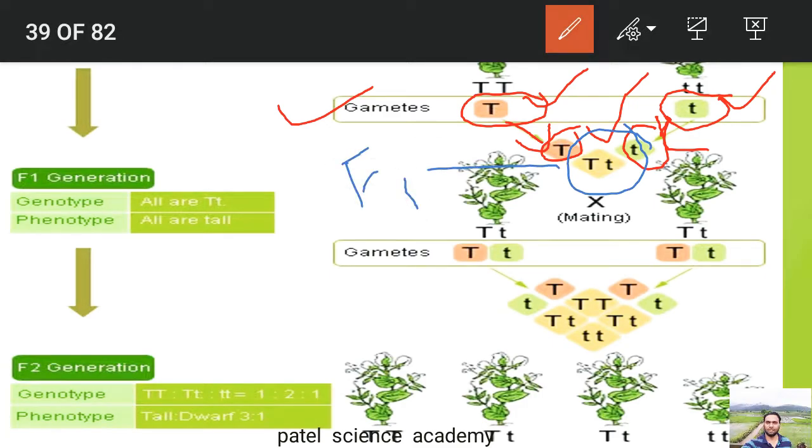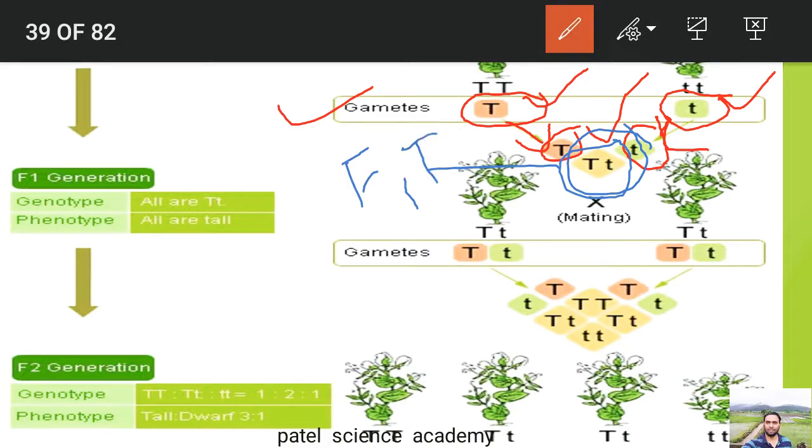And what does the law of dominance say? In a monohybrid cross, when two homozygous individuals with one or more sets of contrasting characters are crossed, the allele or character that appears in the F1 generation is called dominant, and those which do not appear in the F1 generation are called recessive. So dear students, capital T small t is the genotype, and what is the phenotype? Physically they will be tall.